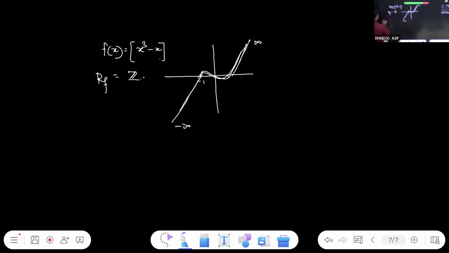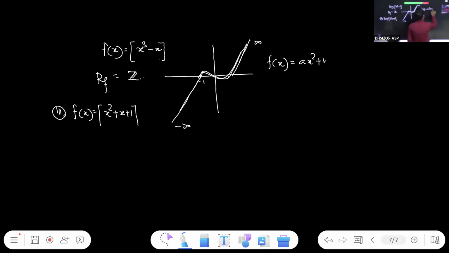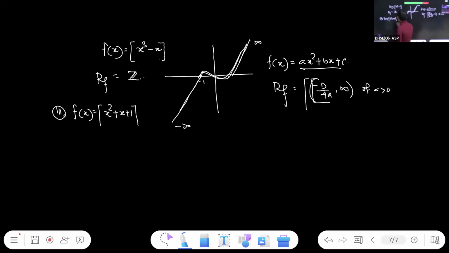Then third one, f of x is equal to bracket of x square plus x plus 1. X square plus x plus 1 is a second degree polynomial function. And you know, if f of x is equal to ax square plus bx plus c, then range of the function is minus D by 4a to infinity if a is greater than 0. Here a is greater than 0.